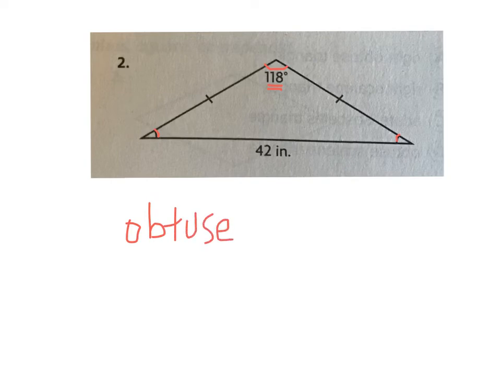Okay, now let's look at the sides. These 2 sides equal each other. This last side does not. So when you have 2 sides that equal each other, that's the isosceles. So this triangle is an obtuse isosceles triangle.